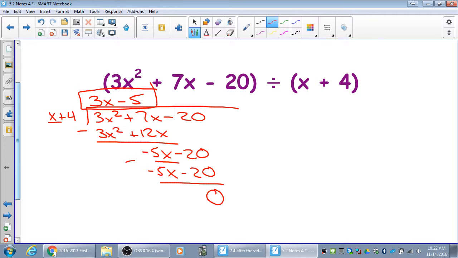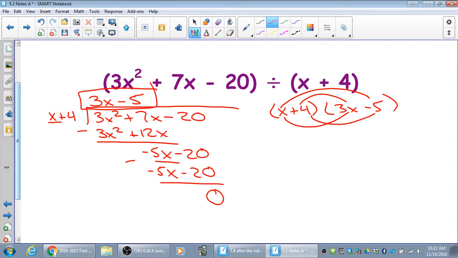Now what does that mean? That's the answer, by the way. But what it really means is 3x squared plus 7x minus 20 factors into x plus 4 times 3x minus 5. So you get 3x squared. Outside is minus 5x plus 12x. That's plus 7x. And then last would be minus 20. So it helps you to be able to factor this stuff, in other words. That's what the long division does for you. But this is the answer right here. 3x minus 5.